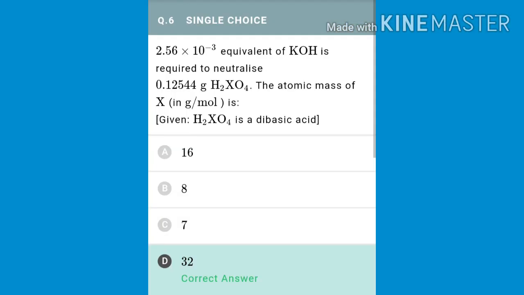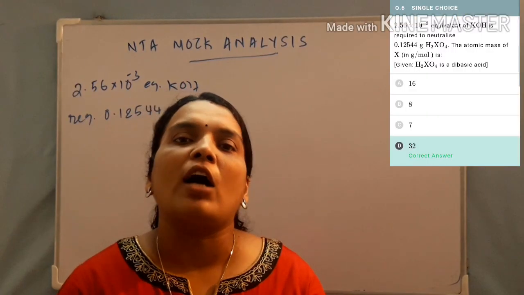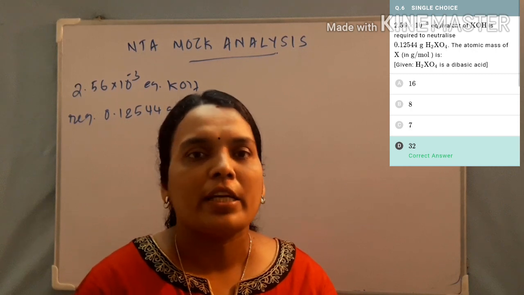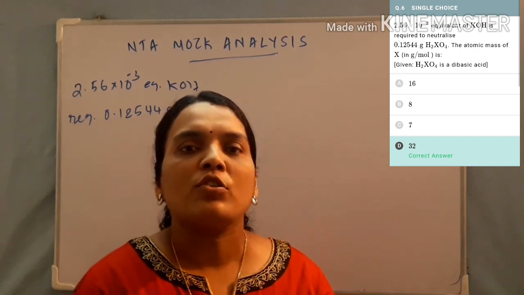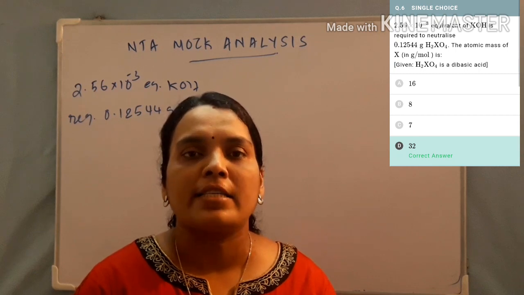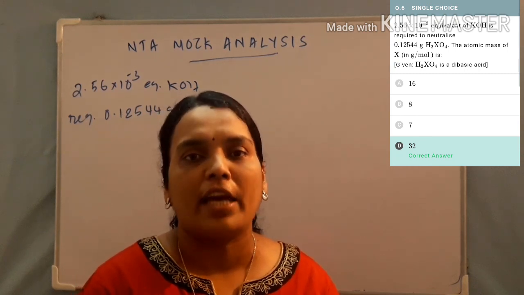First question. 2.56 into 10 raised to minus 3 equivalent of KOH is required to neutralize 0.12544 gram of H2XO4. What is the atomic mass of X, given that H2XO4 is a dibasic acid? Listen, this question is according to the equivalent weight concept. Here it is given that H2XO4, a dibasic acid, is completely reacting with KOH.